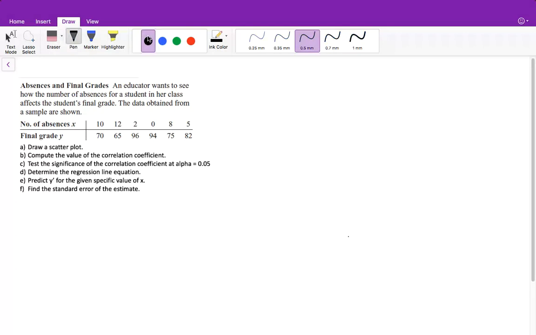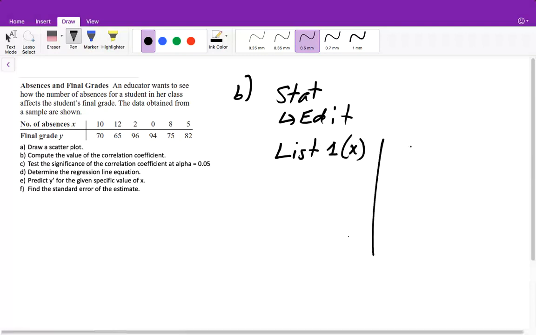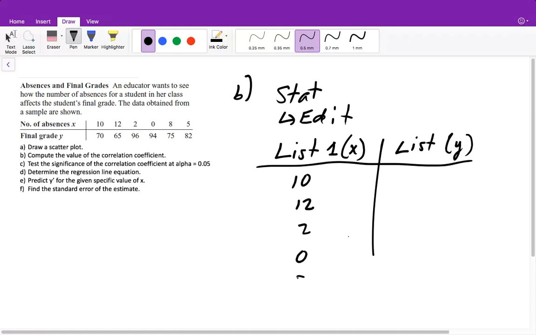All right, now to compute for B, to compute the correlation coefficient, we need to go ahead and use our calculators. You will go to Stat, Edit, and then you will put your list 1 values, you will put your X, and then your list 2 values, you will put your Y's. All right, so then you will get 10, 12, 2, 0, 8, and 5. And we have 70, 65, 96, 94, 75, and 82.